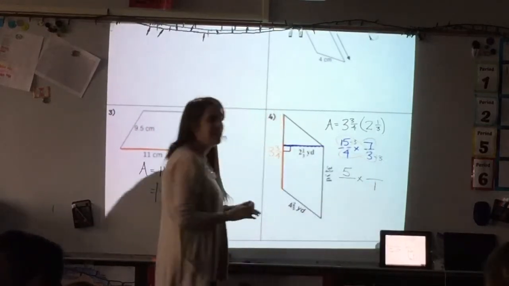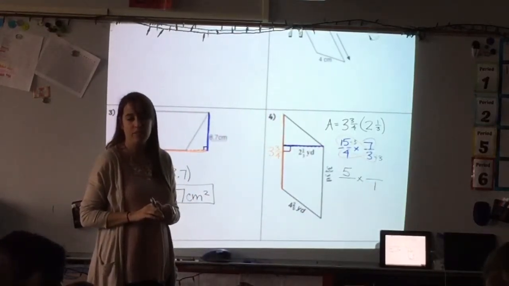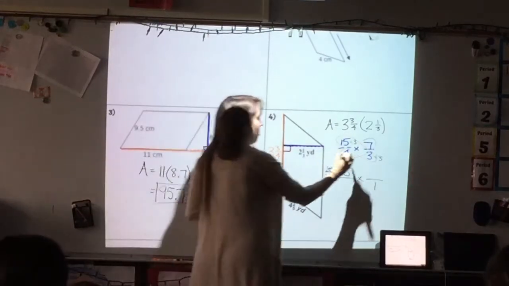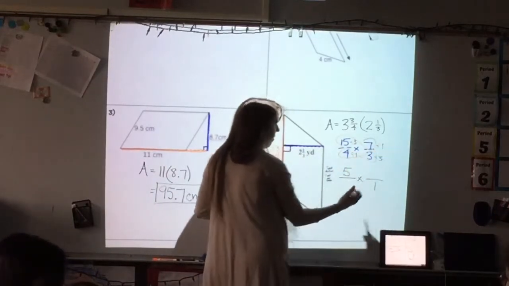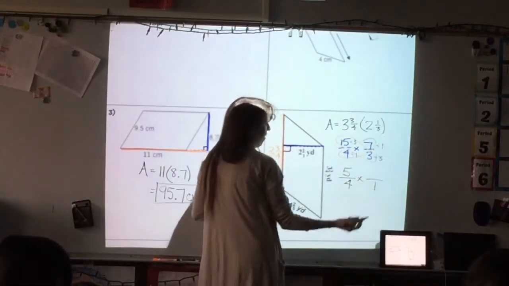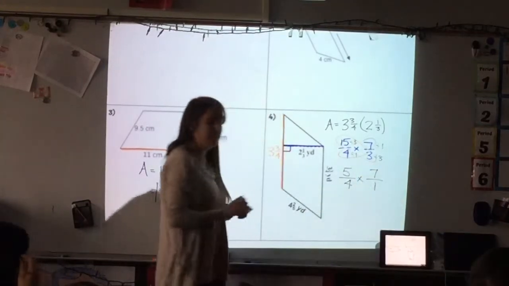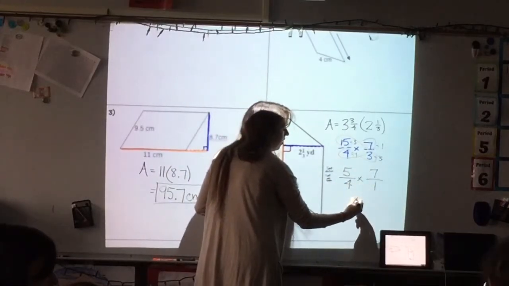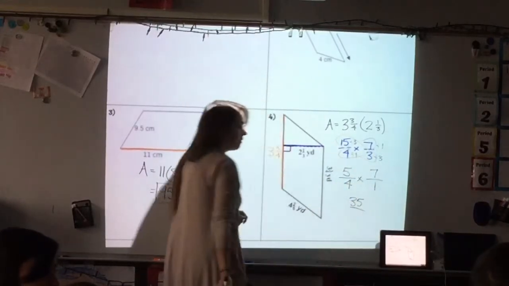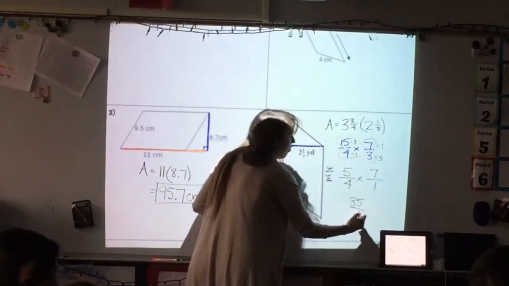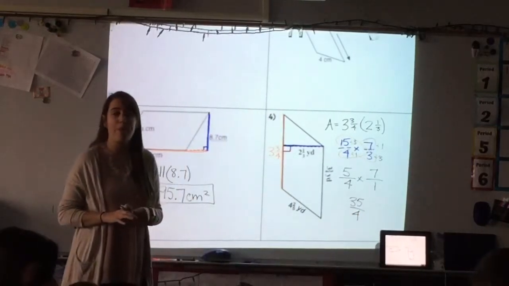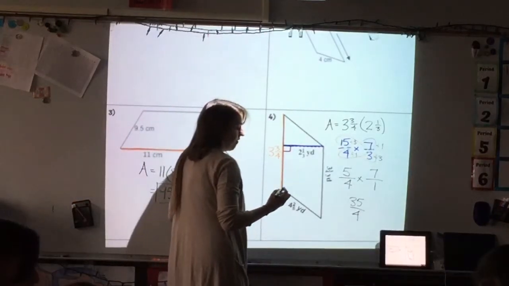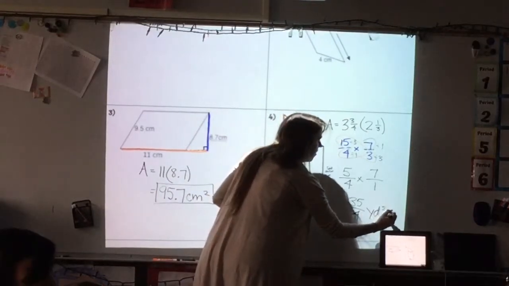What about 7 and 4? What do they divide by? 1, right? That's it. So they both divide by 1, they stay the same. 4 divided by 1 is 4, 7 divided by 1 is 7. All right, we simplified. Now we can multiply across. 5 times 7 is 35. 4 times 1 is 4. I'm okay with you leaving your answers improper, but we do need to include our units. What are our units? Yards squared.